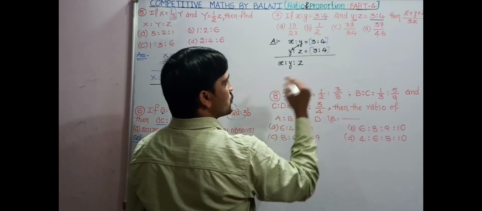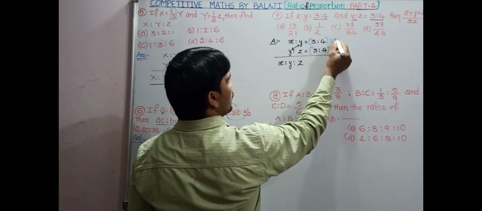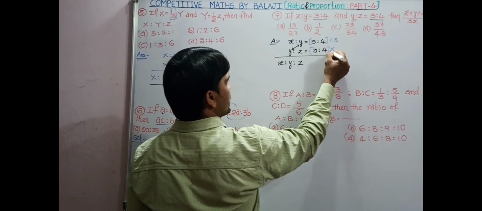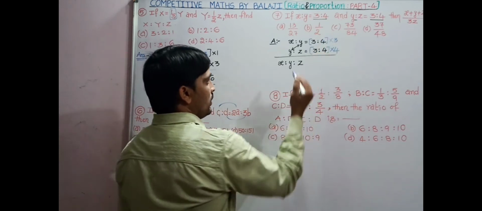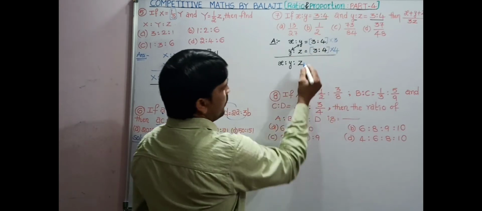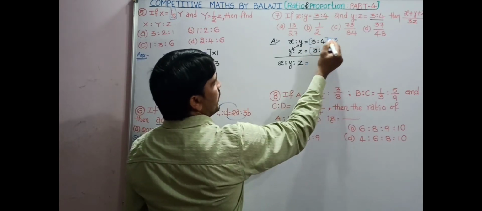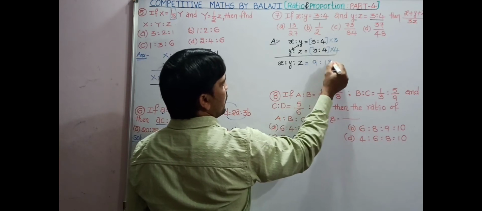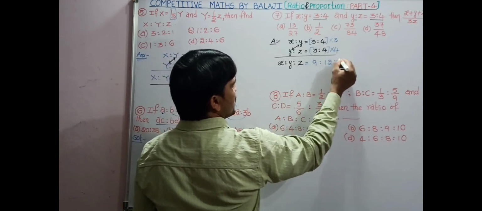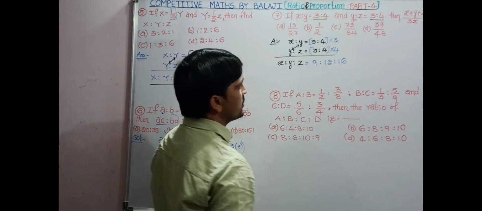LCM of 4 and 3 is 12. To make it 12, we have to multiply the first ratio by 3 and the second ratio by 4, so that 3 4s are 12, 4 3s are 12, and the connecting term values are both equal. That is, x value 3 3s are 9, is 3 4s are 12, is 4 4s are 16. 9 is to 12 is to 16.